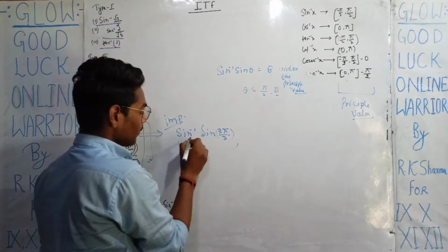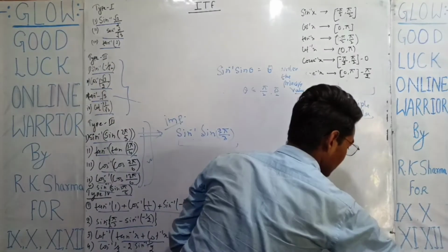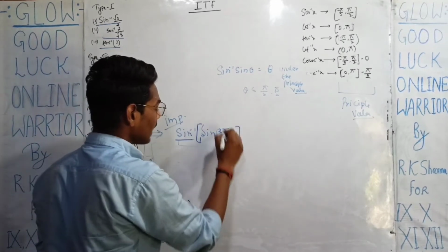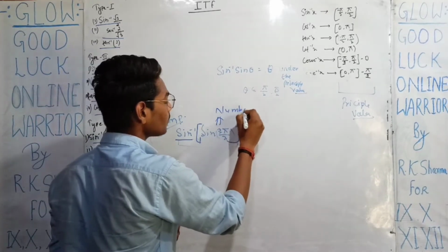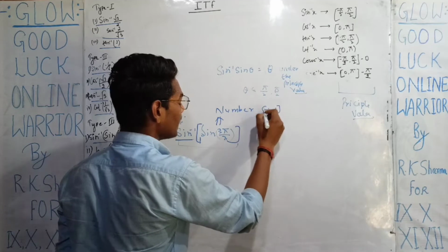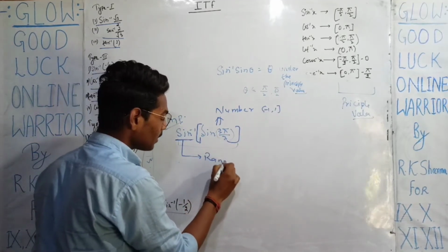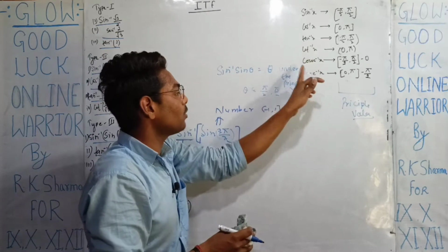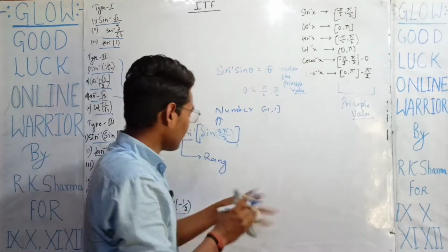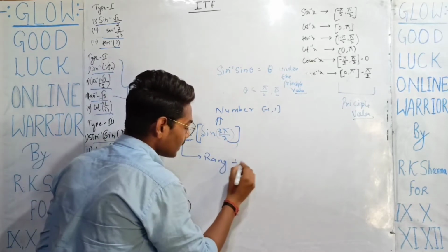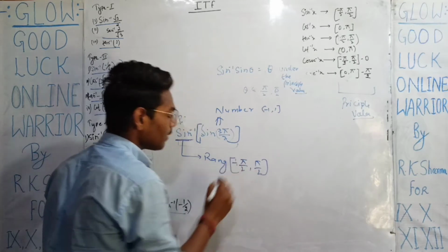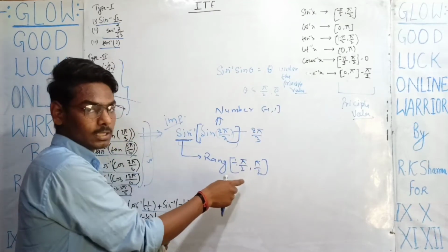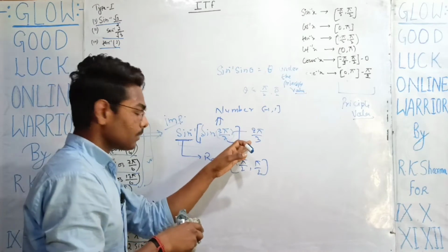First of all, this value is the angle, and the number belongs to minus 1 to 1. Actually, I missed telling you about the range. A trigonometric ratio has a range, and this range is known as the principal value. So the sine inverse range is what? Minus pi by 2 to pi by 2. And here we have 2 pi upon 3, so it is not valid because it does not come under this range. So we have to bring it under this range.